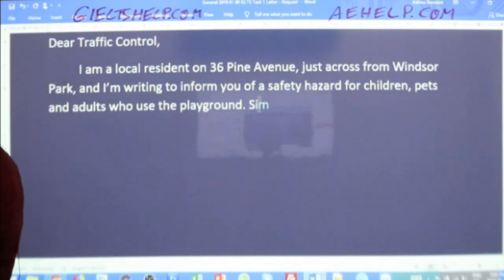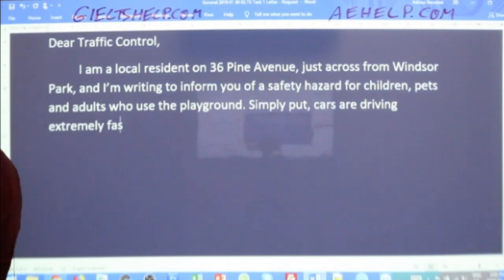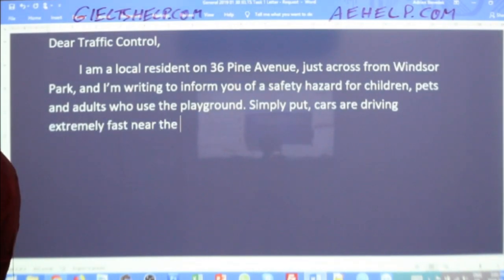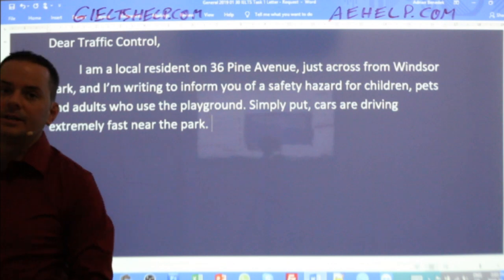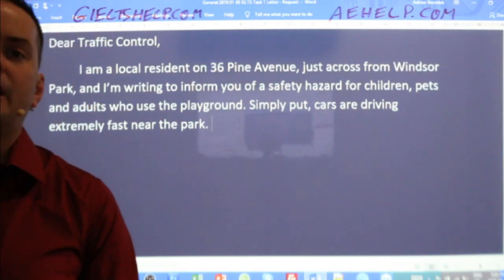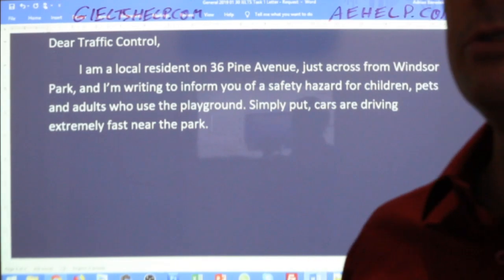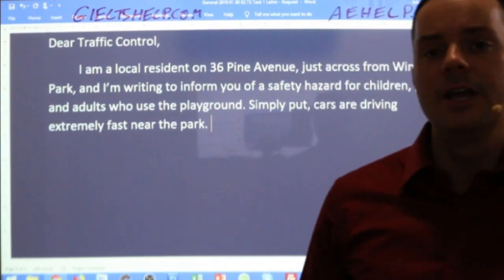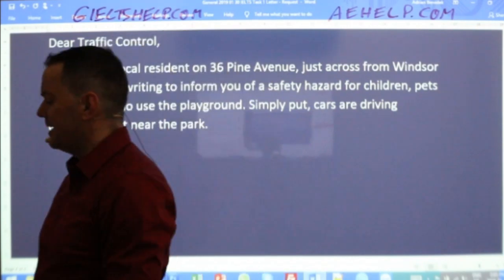Simply put, cars are driving extremely fast near the park. Okay, let's just keep it there. Let's not put anything else in the introductory paragraph, because this is just the introduction. I was going to write especially during the morning and evening hours before and after work, but I can save that for the body paragraph.